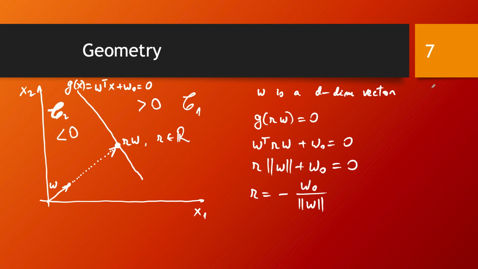And this discriminant function is essentially described by a vector w that can be chosen with norm 1, and the discriminant is going to be a hyperplane orthogonal to w and at distance w0 from the origin.